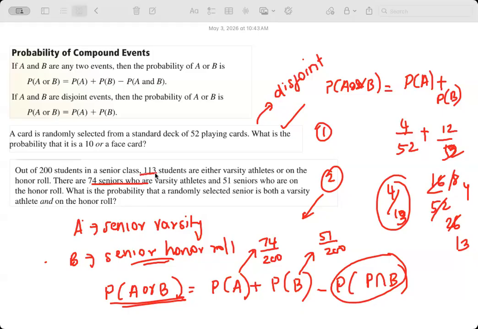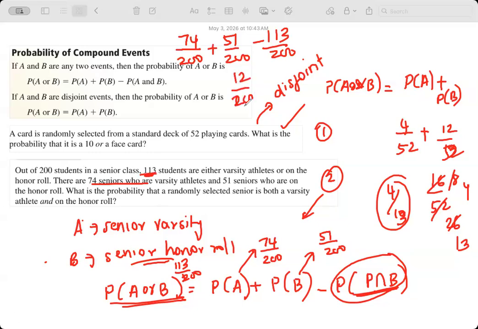Or see, this is P of A or B. Do you see it? It's very easy. 113 by 200. So now to calculate this, what do you do? 74 by 200 plus 51 by 200 minus 113 by 200. What is it, guys? When I subtract, that becomes 12 by 200, or 6 by 100. That's the answer. 6% or 0.06. Makes sense? Or 3 by 50 in fraction. You can have this.